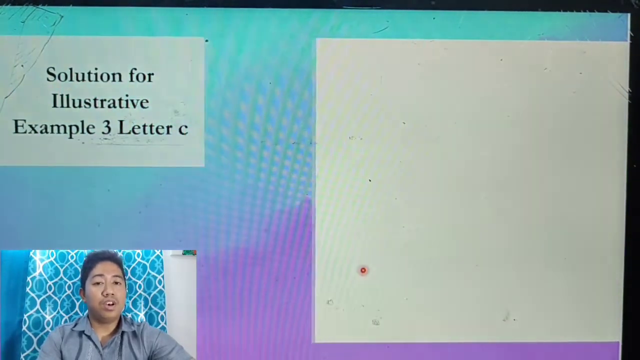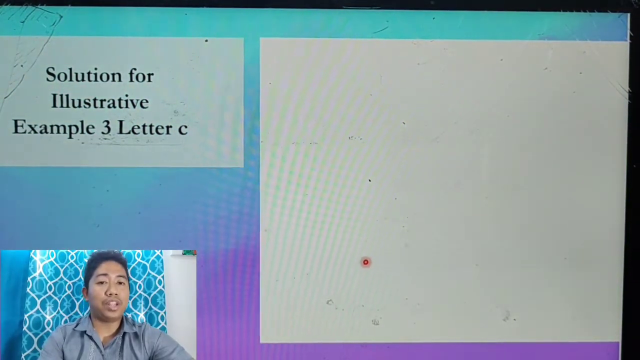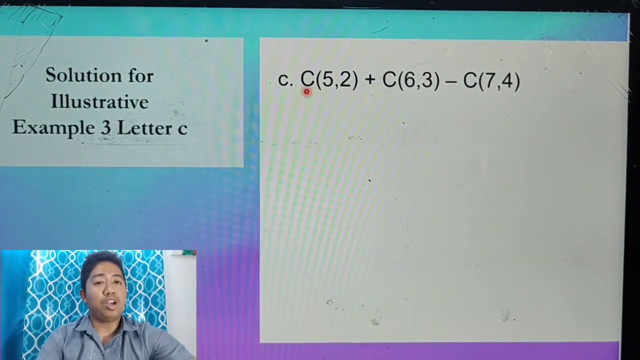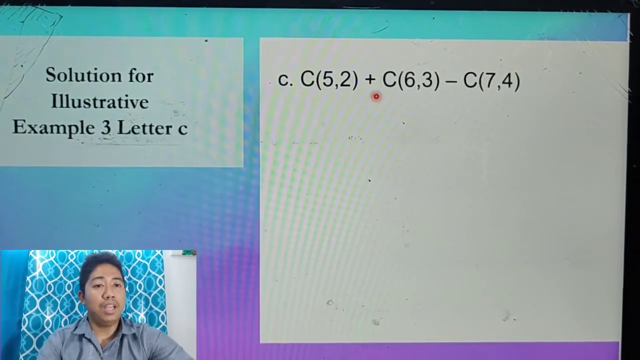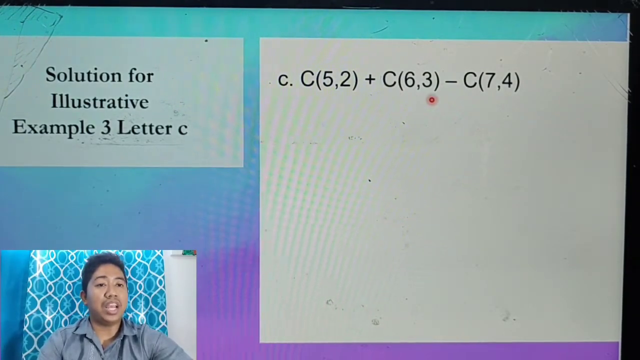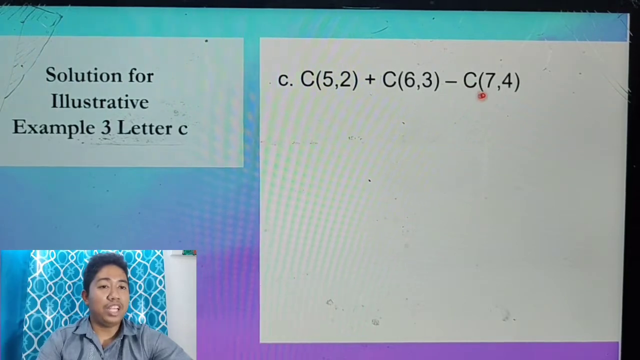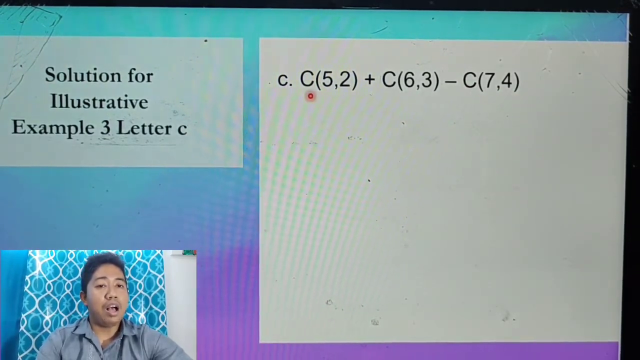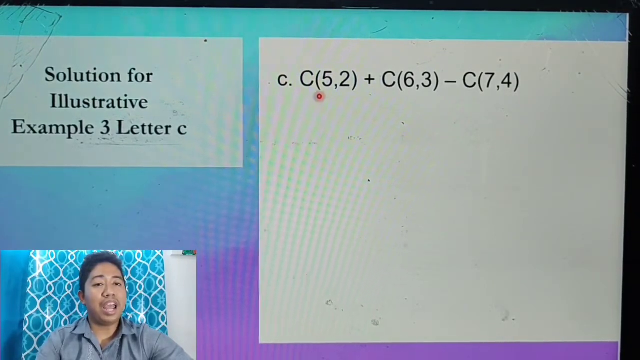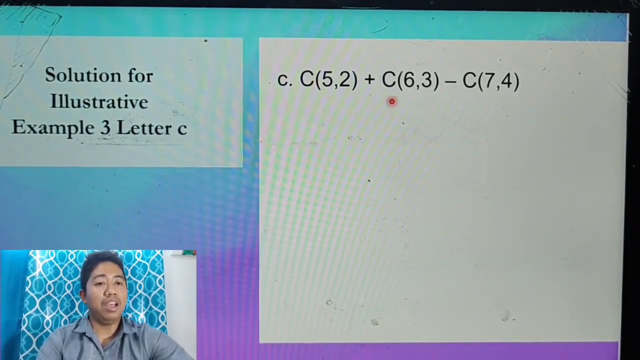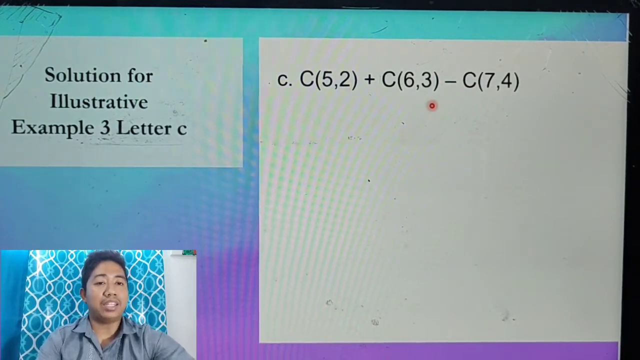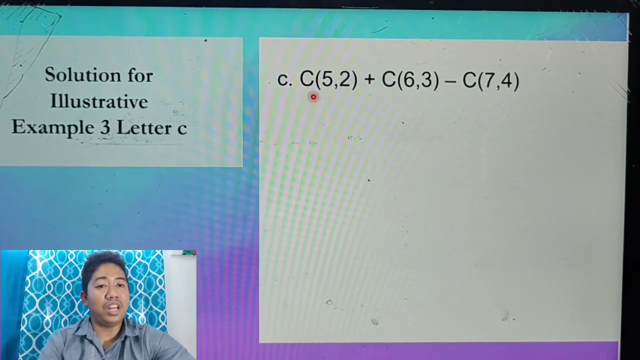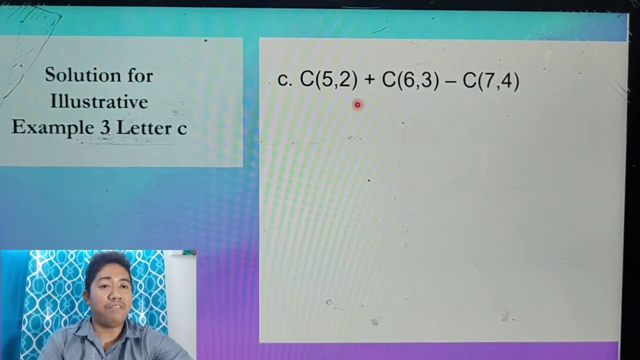Okay? So how about for example number 3, letter C? Given the mathematical expression, the combination of 5 taken 2 at a time, plus the combination of 6 taken 3 at a time, minus the combination of 7 taken 4 at a time. So in this mathematical expression, we need to simplify and evaluate the 3 combinations simultaneously. In every combination, let us follow the usage of the given formula.